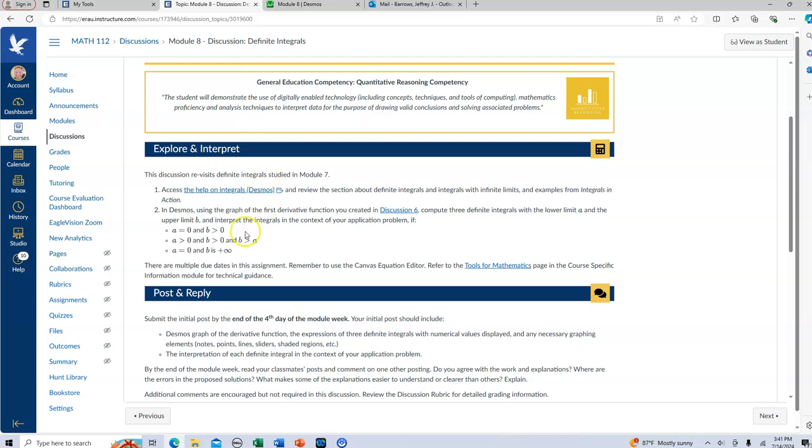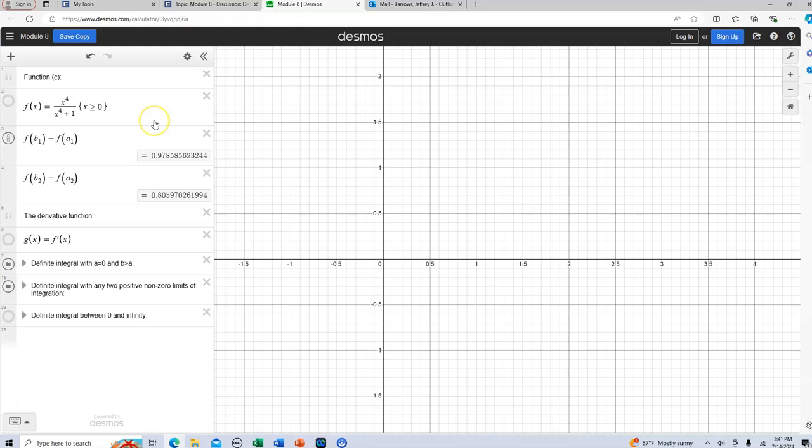But what I want to do now is flip back over to Desmos, and my week 6 base function was x to the 4th divided by x to the 4th plus 1. I'm just going to graph that using a domain of all real numbers greater than or equal to 0. I'll just turn that on here. The function looks like it begins to increase and then it becomes asymptotic. It looks to be around y equals 1.